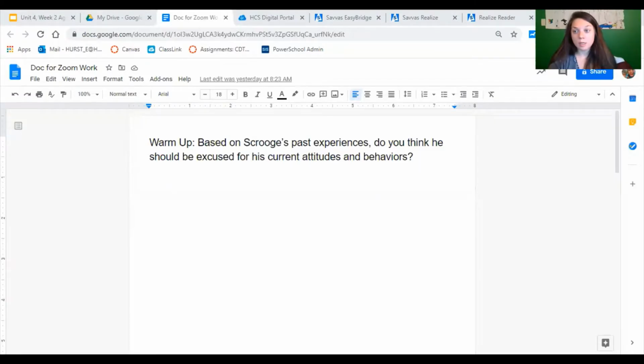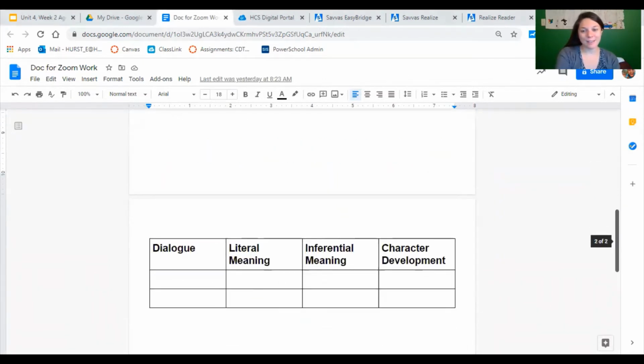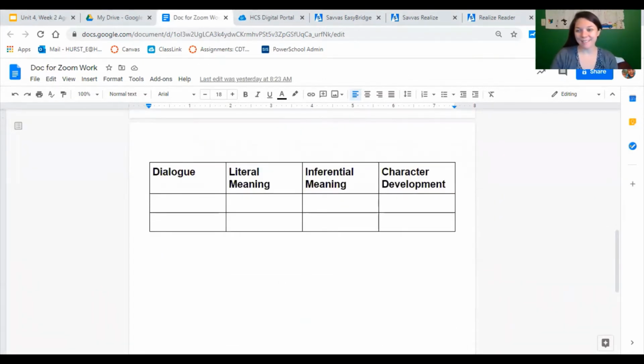Okay, so take some time to answer this question. Based on Scrooge's past experiences, do you think he should be excused for his current attitudes and behaviors? Pause me while you do that work. All right, I'm really interested to see what you guys have to say about that. I feel like it could really go either way.